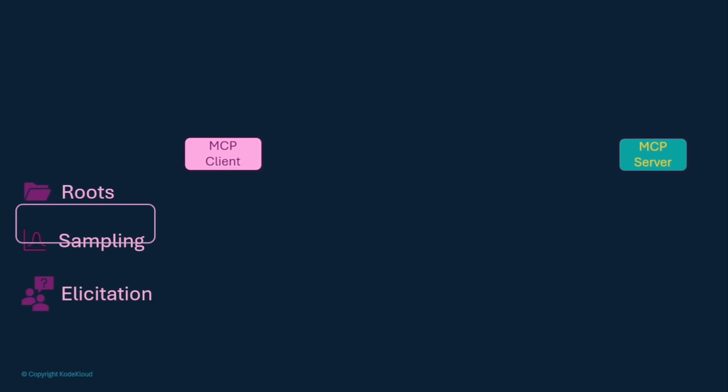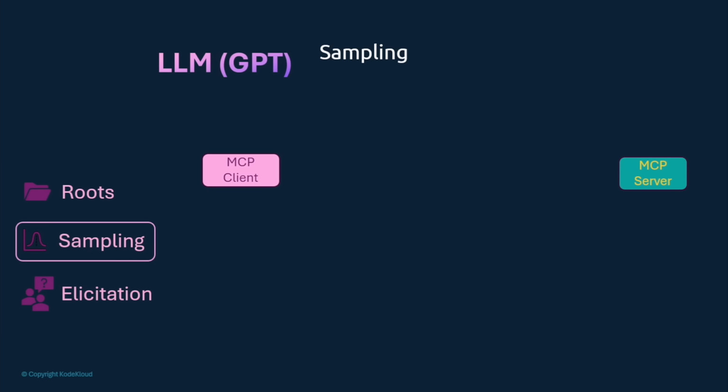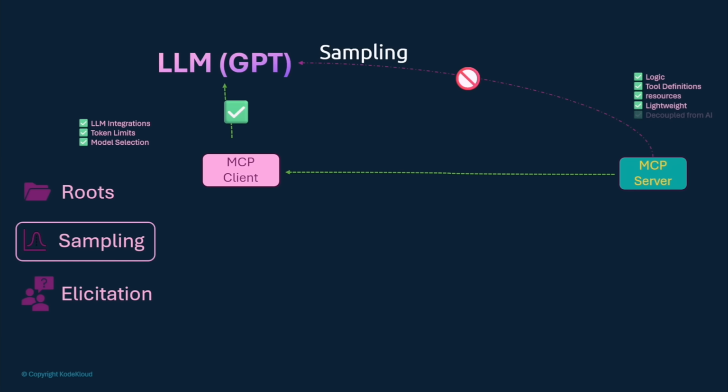Next is sampling. At times, the server might want to interact with the LLM for specific reasons. For example, the server might want to send some resources to the LLM to summarize them. In such a case, the server does not interact with the LLM directly. Why? Because the server may be used by different clients, and we want the client to have control over the model selection, token limits, etc. The server is purely the logic and tool definitions. The client takes charge of LLM interactions, and different clients might choose to do that differently. The server should be lightweight and decoupled from the entire AI infrastructure.